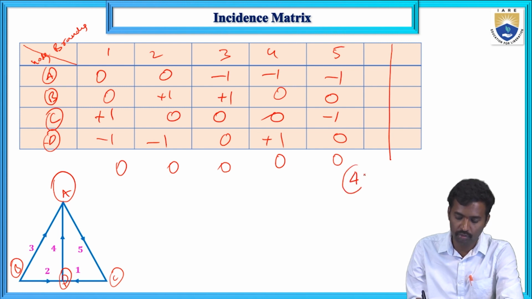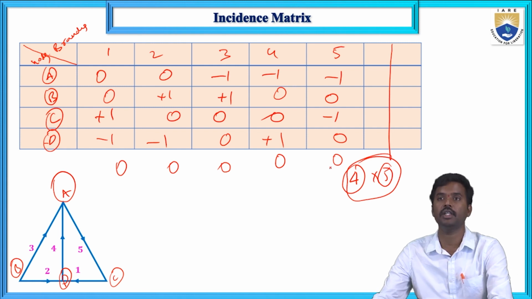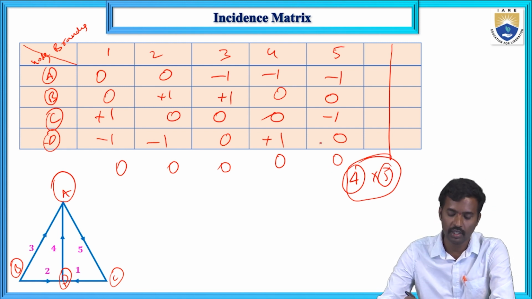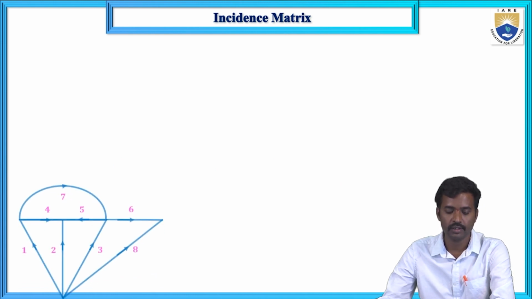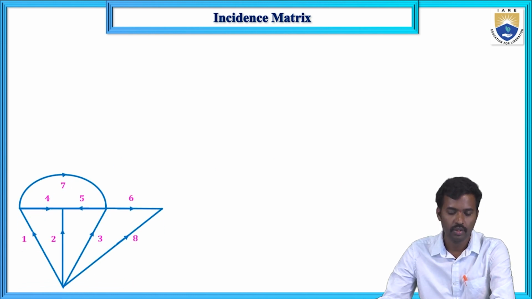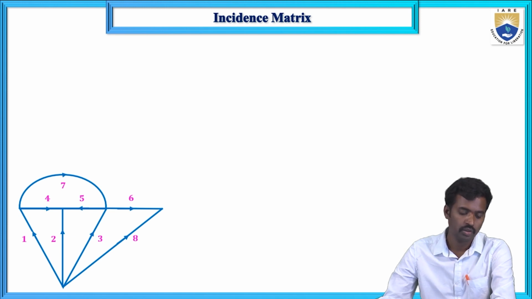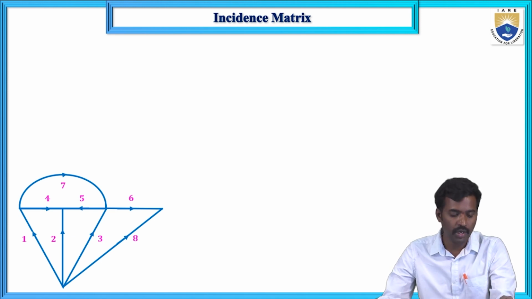Here there are 4 nodes and 5 branches. The order of the matrix is 4 by 5. These are the elements in the incident matrix. Next, determine the incident matrix for this network graph.